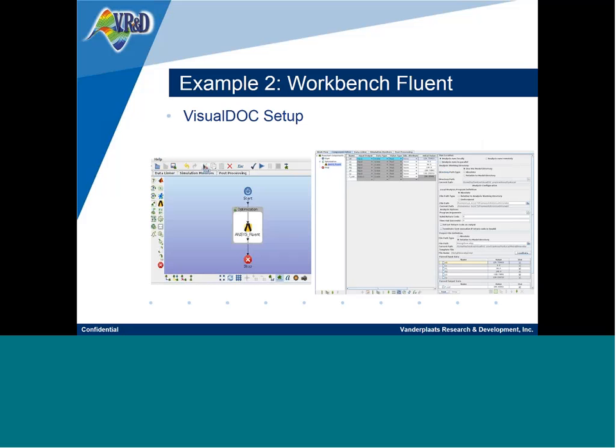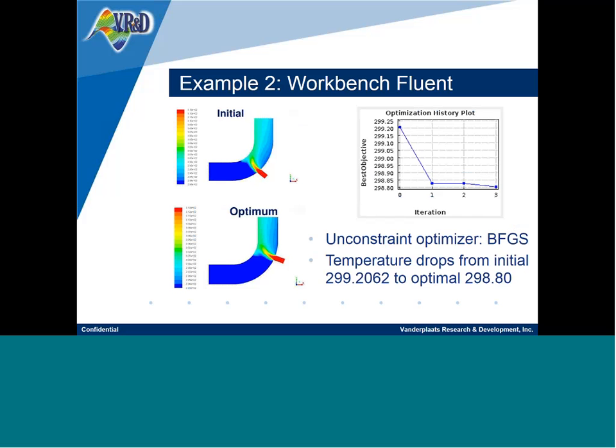So here shows the setup in VisualDOC. And it took 3 iterations to converge. And the temperature drops from the initial temperature 299.2 to the optimal 298.8.